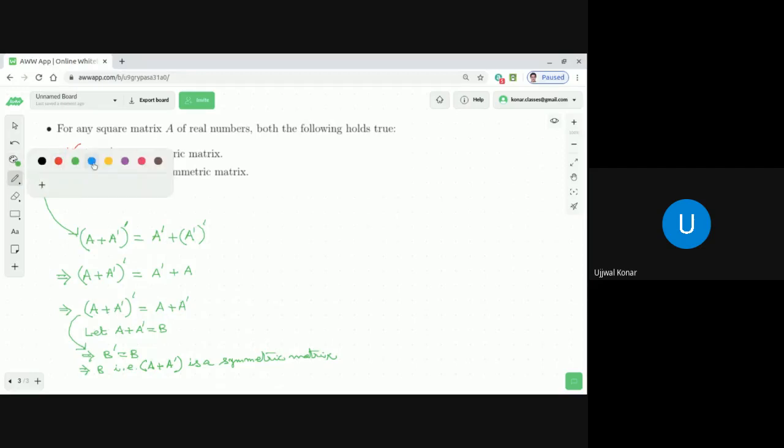Now the next one we are going to discuss, dear students, is that A minus A transpose is a skew-symmetric matrix. Let us establish that. That's why I'm using a different color, the blue pen. So now we are going to find the transpose of A minus A transpose. That is equal to what, dear students? That is equal to A transpose minus A transpose transpose. Correct or not? We are getting this from the properties of the transpose. Correct? More elaborately, I can write it like this.